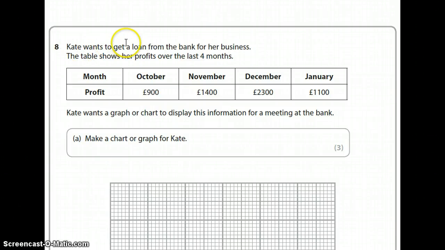Number 8. Kate wants to get a loan from the bank for her business. The table shows her profits over the last that many months. Month: October, November, December, January, profit. Kate wants a graph or chart to display this information for a meeting at the bank. Make a chart or graph for Kate.